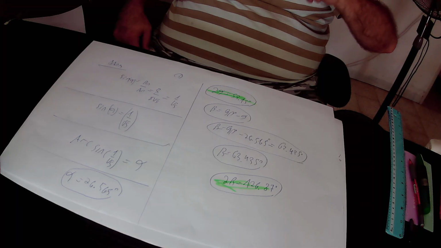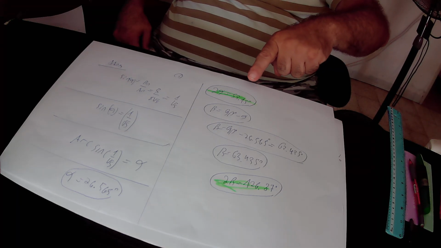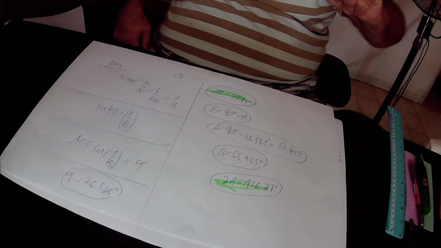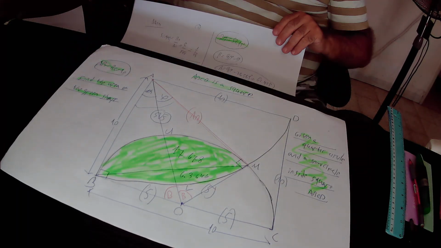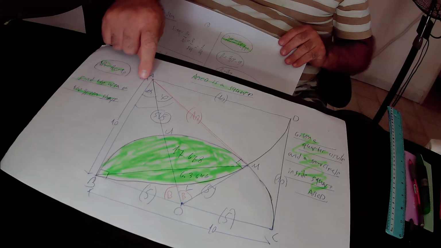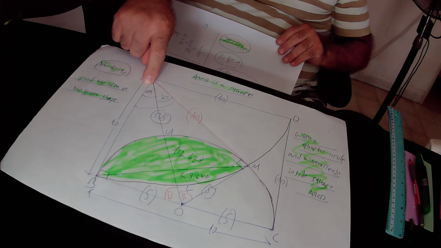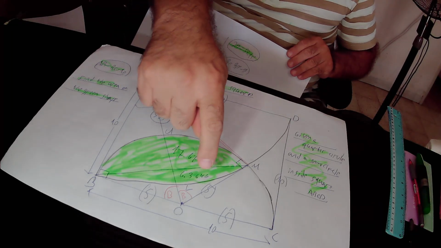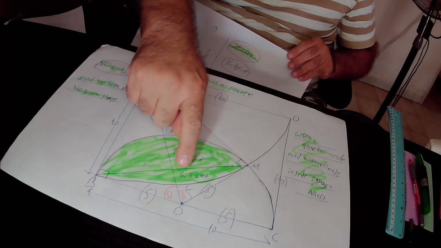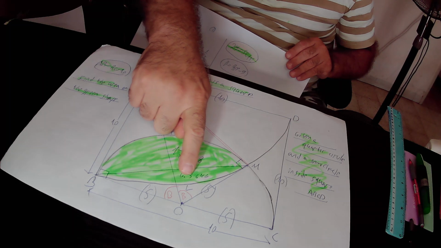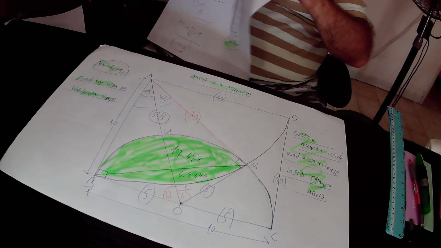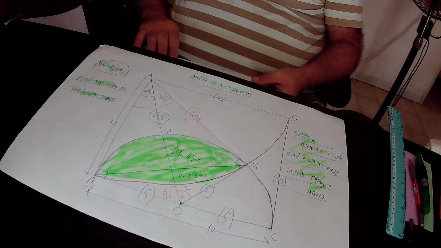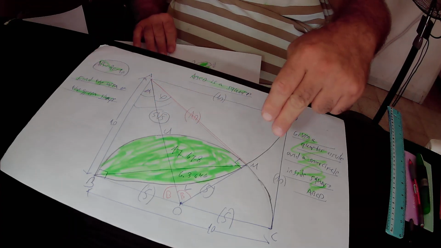So in total, we found out that 2 alpha equals 53.13 degrees, and 2 beta equals 126.87 degrees. This is the big angle 2 alpha, equal to 53.13 degrees, and this is the big angle 2 beta, equal to 126.87 degrees in its size. Our task is to find out the area of this grand shape.